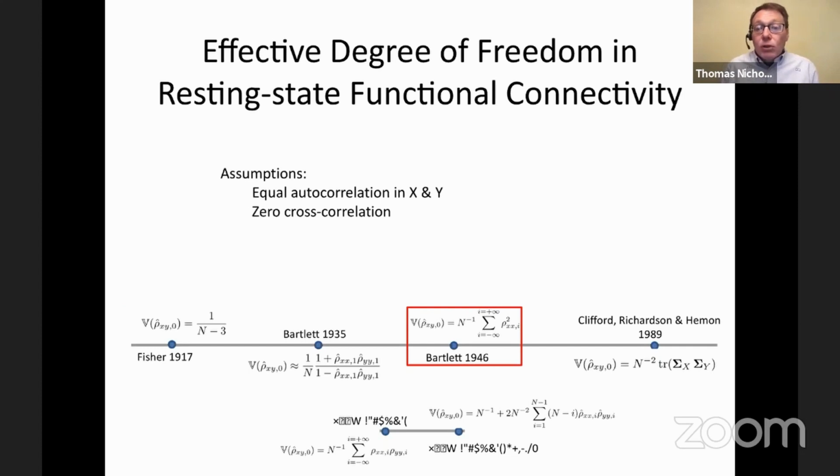Now, that work assumes that the serial autocorrelations in X and in Y are the same, and also that there is zero cross-correlation. This is a result that is good only under the null, which if you're just doing testing, that's fine. But if you actually want accurate standard errors for any true rho, then that's not so great.